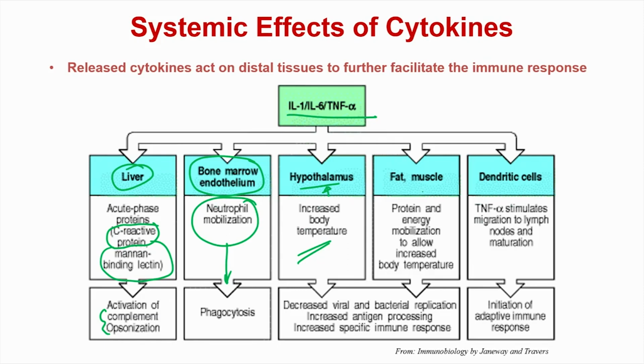Then similarly, the fat and muscle tissue also get these signals, because now you will need some energy to maintain that much heat and to have more cells come in. So, that will start happening, and both of these will cause a decrease in viral and bacterial replication. And then more dendritic cells are being called in, which are also cells that are going to do phagocytosis and make sure that your bacteria are being killed.